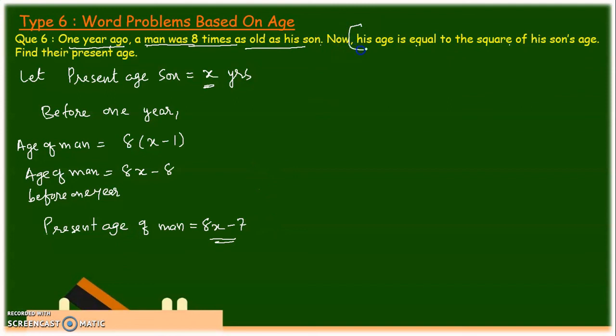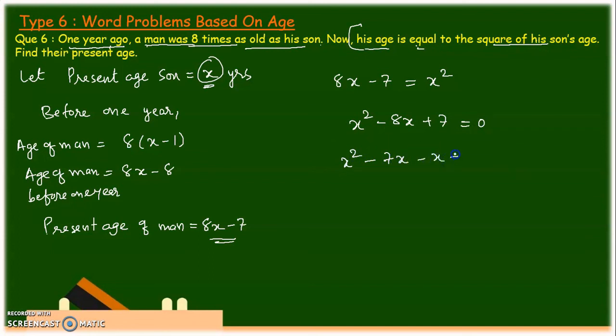Now it is given that his age is equal to the square of his son's age. So his age, 8x minus 7, is equal to the square of his son's age. His son's age is x, so x square. So if you simplify this, we will get x square minus 8x plus 7 equal to 0. And we can easily solve this equation if you split this minus 8x as minus 7x minus x plus 7 equal to 0. So from the first two terms, if you take x common, we will get x minus 7.